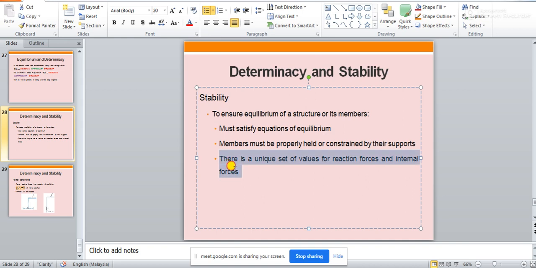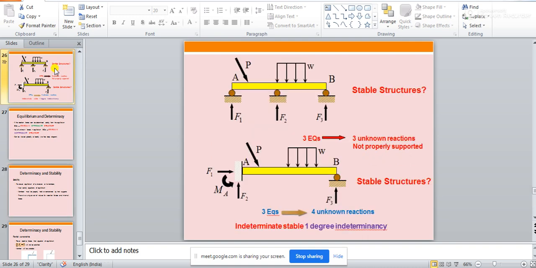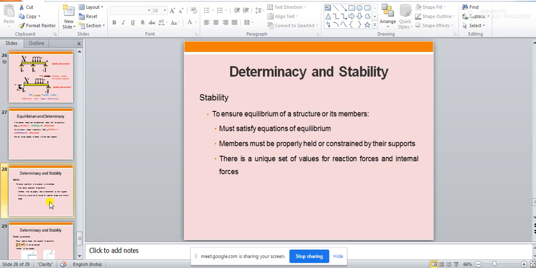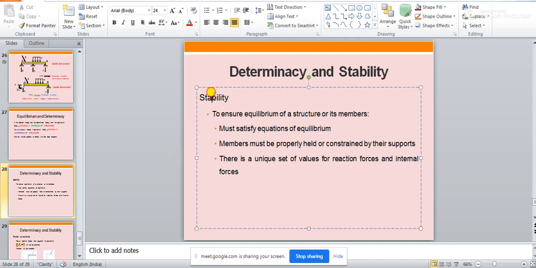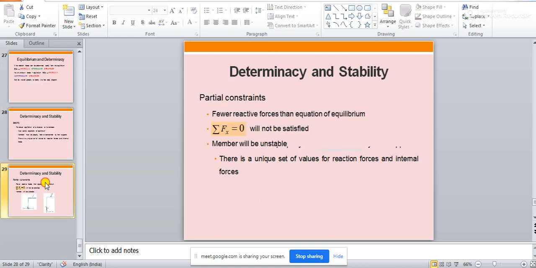So there should be a unique set of values for reaction forces and internal forces. Unique set of values means you cannot say that here F1 force may come, F2 force may come, F3 force may come. It's not like that. At this roller, because of a particular loading arrangement, only F1 force will come. At this support only F2 force will come. At this support only F3 force will come. So there must be a unique set of values for reaction forces and internal forces. And when all these conditions are satisfied, then we can say that the structure is a stable structure.